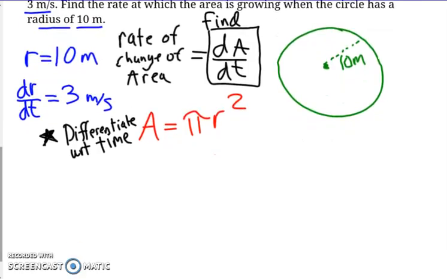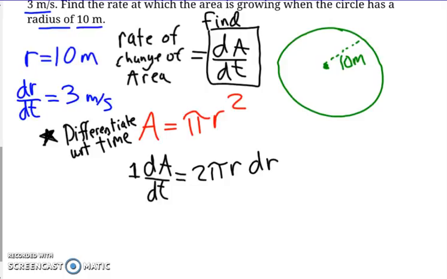So the derivative of A is just 1. But we took the derivative of an A term, not time, so we need to add dA/dt. The derivative of pi r squared is just bring down the 2, pi r, add a dr/dt. Okay?